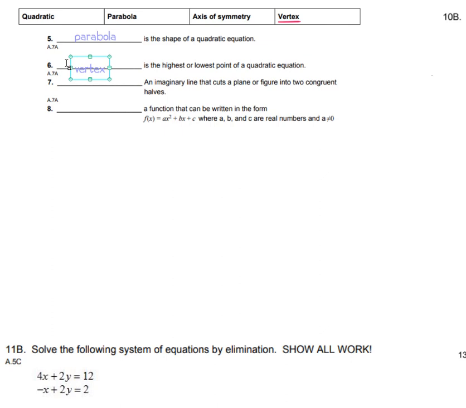Okay, vertex. There we go. Gonna put that in place. There we go. Now it's perfect. All right, so that's the vertex, right? And then I'm going to go ahead and answer the next one.